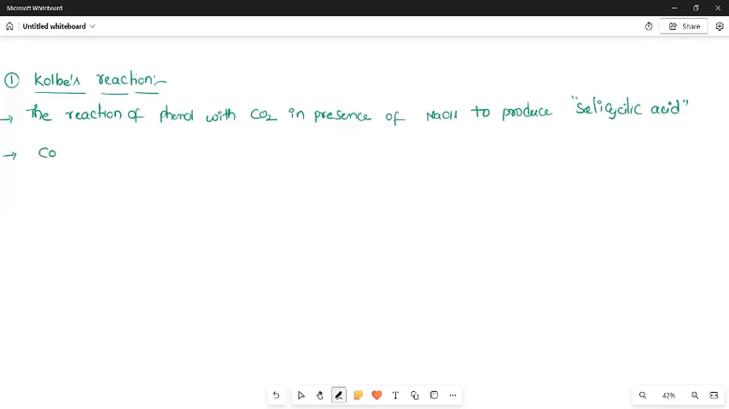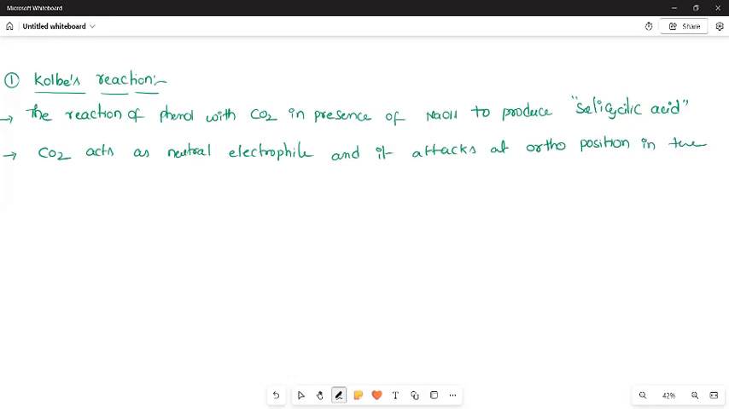The important point is that CO2 acts as a neutral electrophile, and it attacks at the ortho position in the phenol. Reaction.